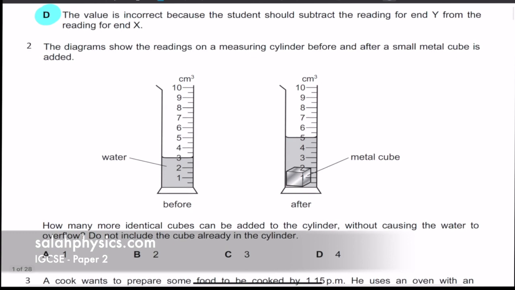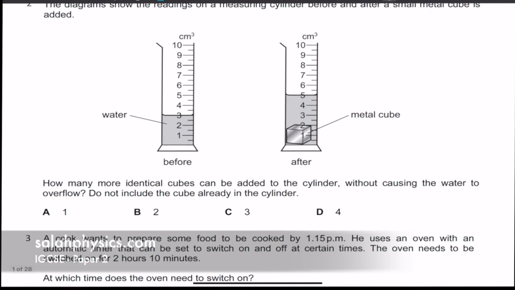In question 2, the diagrams show the readings on a measuring cylinder before and after a small metal cube is added. So before adding the cube, the volume was 3. By adding one single cube, the volume increased to 5 centimeter cube. How many more identical cubes can be added to the cylinder without causing the water to overflow? Do not include the cube already in the cylinder. That was clear. By adding one cube, the reading increased by 2 centimeter cube.